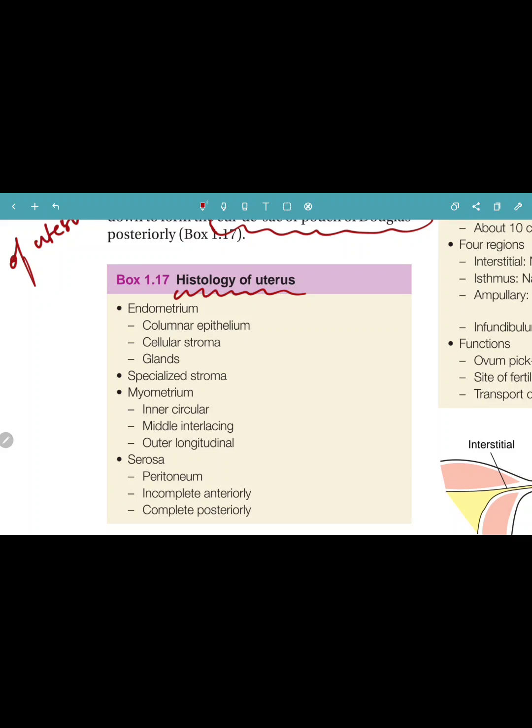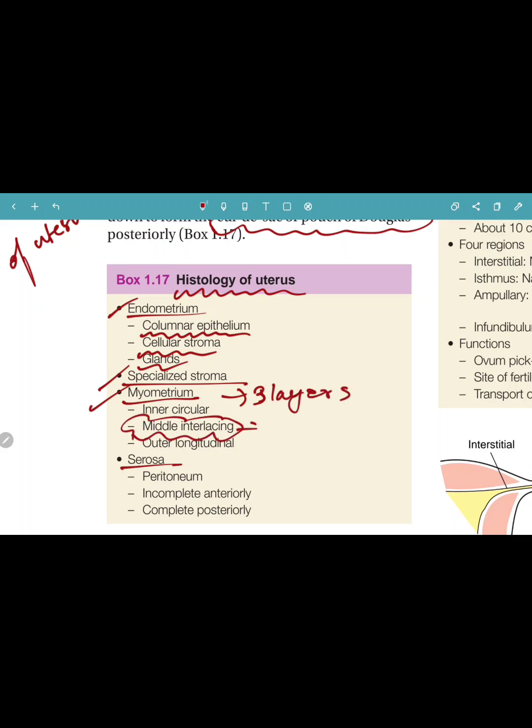Among the histology of the uterus, you have the endometrium, a specialized stroma, the myometrium, and the serosa. The endometrium is lined by columnar epithelium. It has a cellular stroma and uterine glands. It has a specialized stroma. It has a myometrium with three layers, and the most important layer is the middle interlacing layer because it is the living ligature.